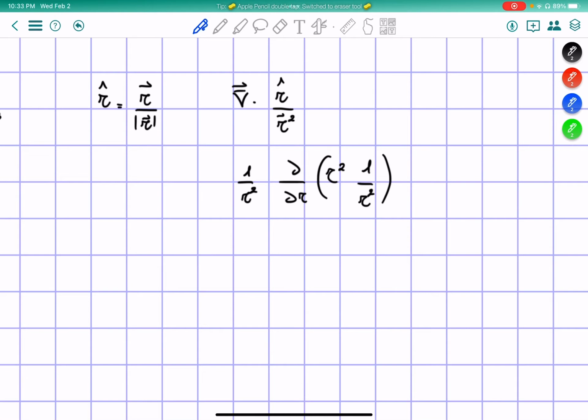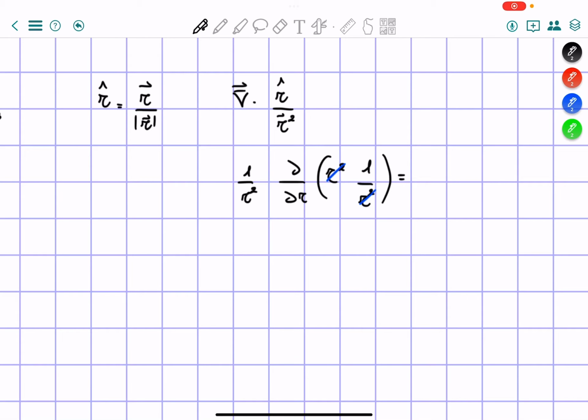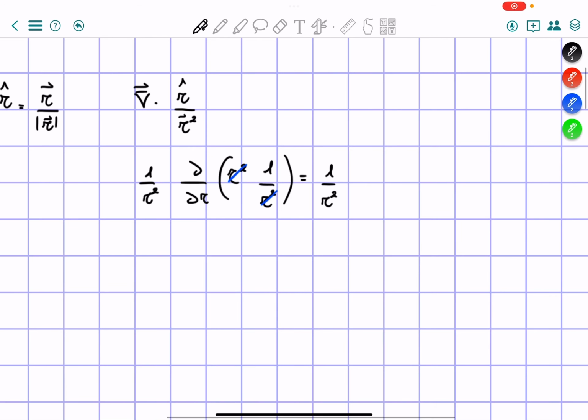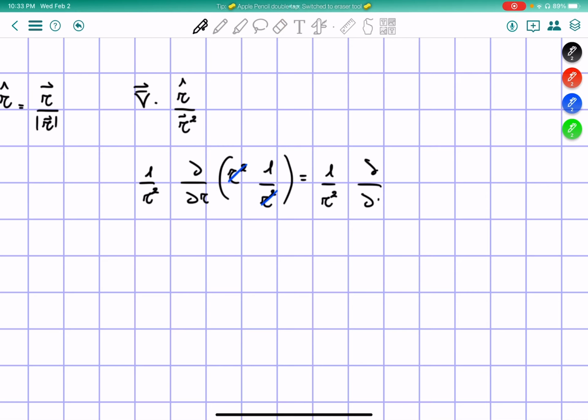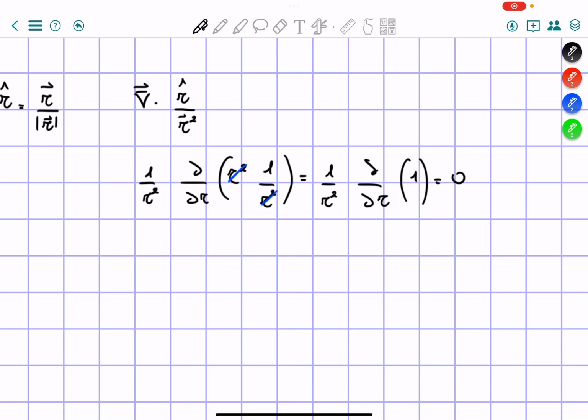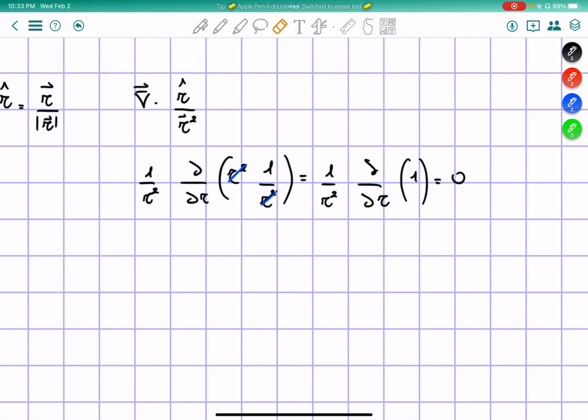And as you can see, these two cancel each other out, so we will get 1 over r squared times the partial derivative with respect to r of 1, which is equal to 0. So as you can see, we get that it equals 0. And that is the solution to our problem.